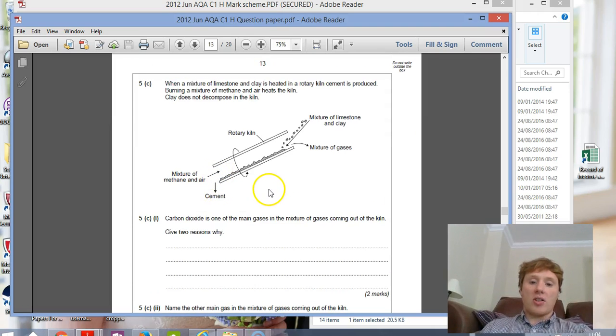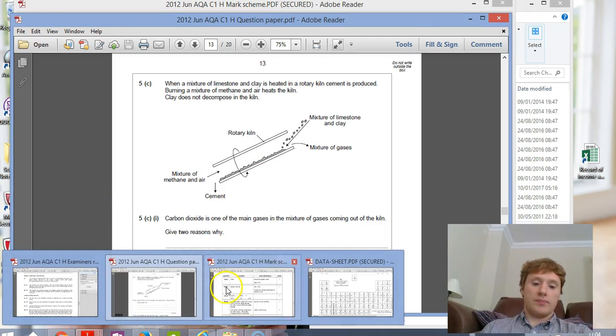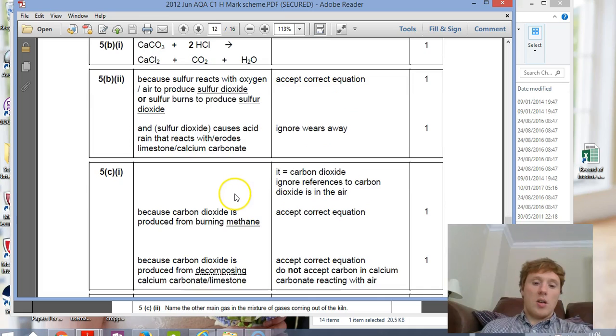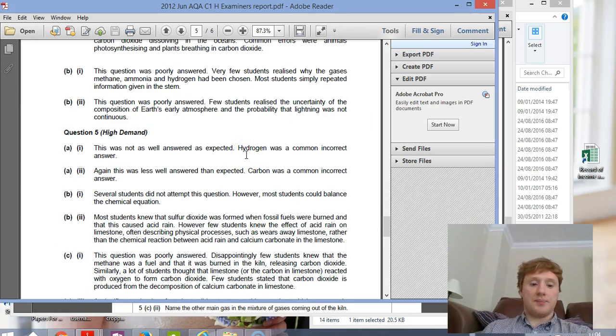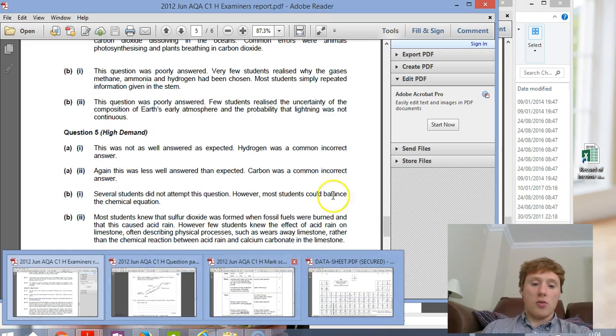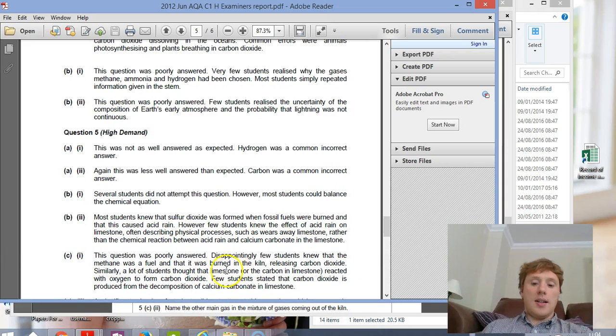Rotary kiln. Why is carbon dioxide coming out? Off you go. Two marks. Carbon dioxide is produced from burning methane and produced from decomposing calcium carbonate. And the marks were poorly answered. Well, you need to know that methane is the fuel. And they thought that it was limestone.